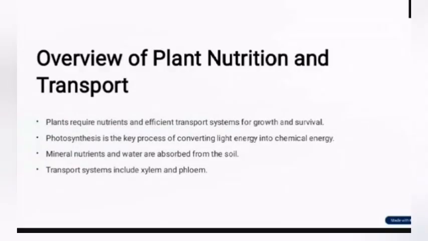They also utilize an efficient transport system to see to it that the nutrients they produce are transported to every other part of the plant. Now, the process by which plants manufacture their own food is called photosynthesis. So photosynthesis is a key process of converting light energy into chemical energy.